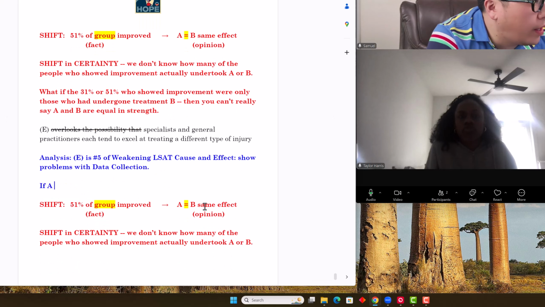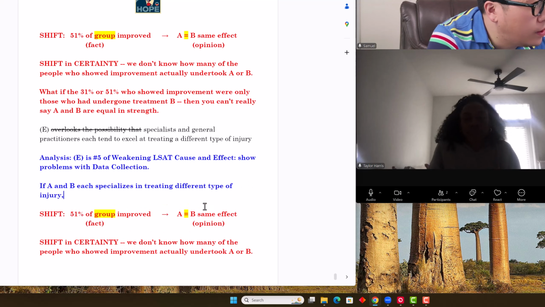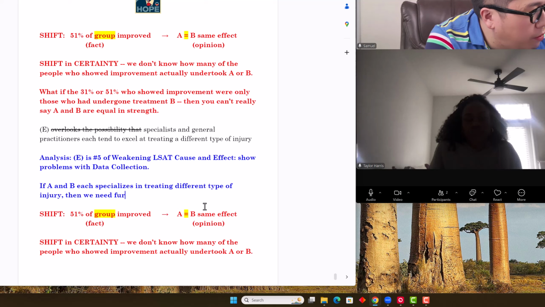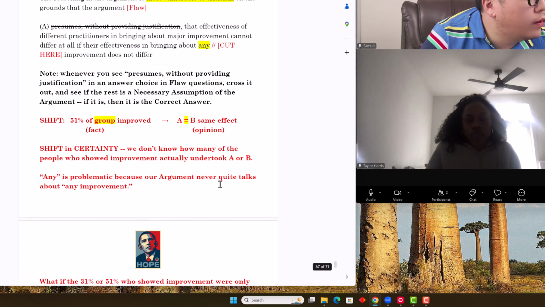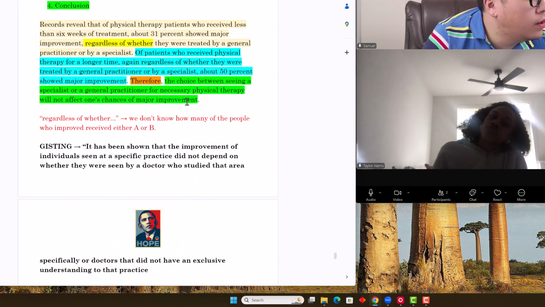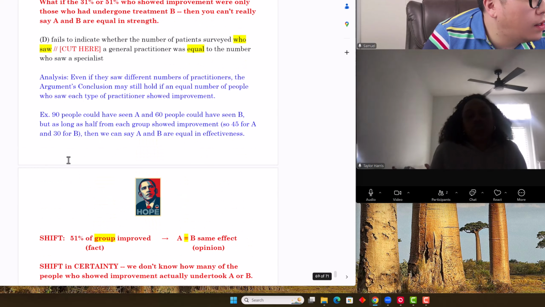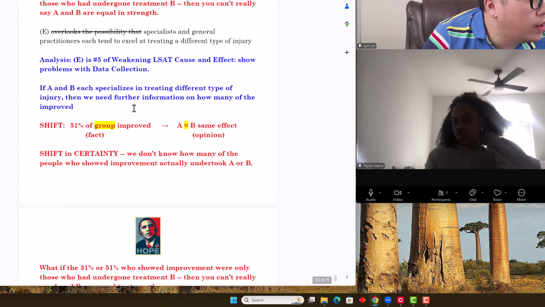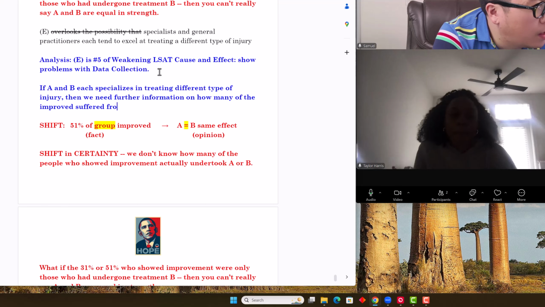Why? If A and B each specialize in treating a different type of injury, then we need further information on how many of the improved suffered from each type. So if you go back to our argument, does it talk about which specific injury they received? No. Yeah, basically physical therapy patients. All right, so E, let me put it this way: then we need information on how many of the improved suffered from each type.